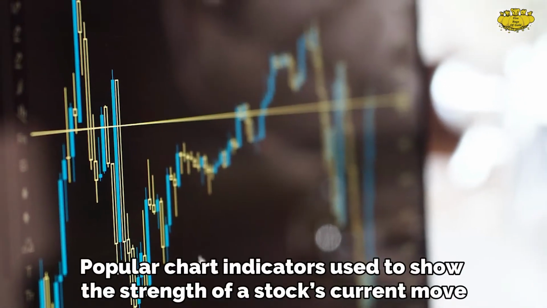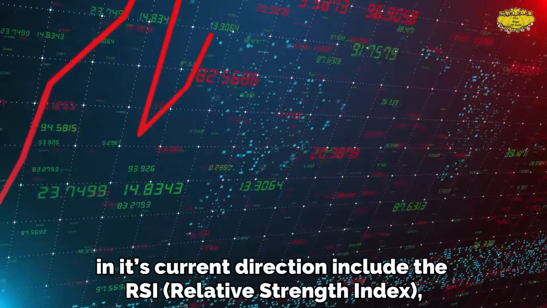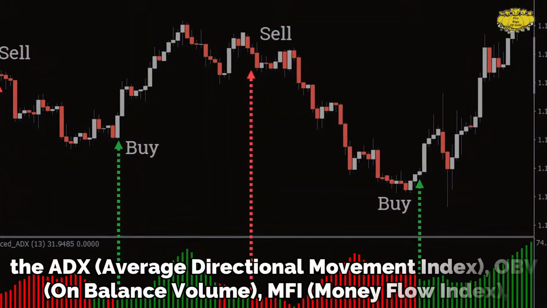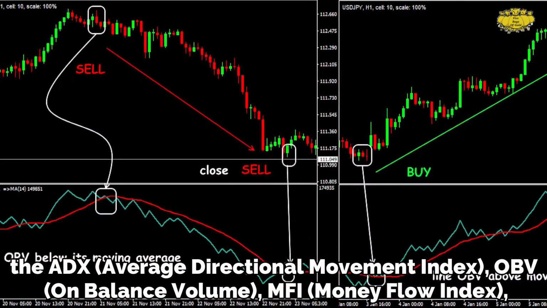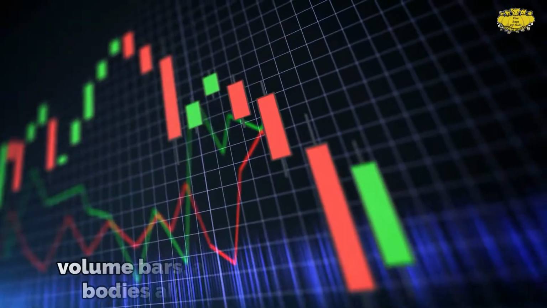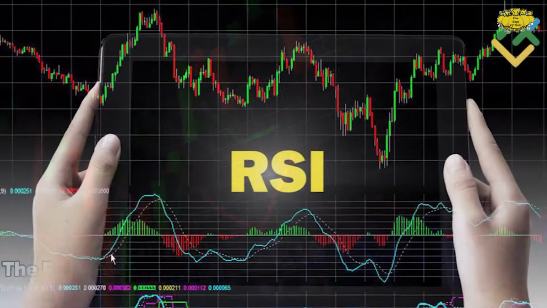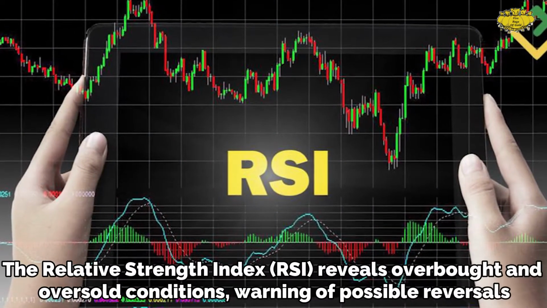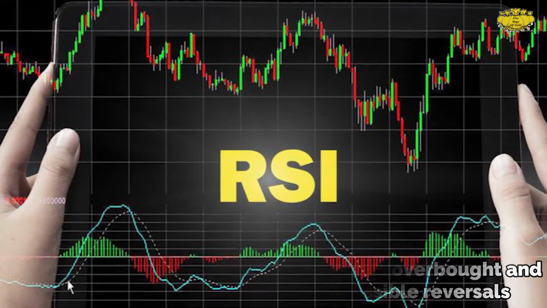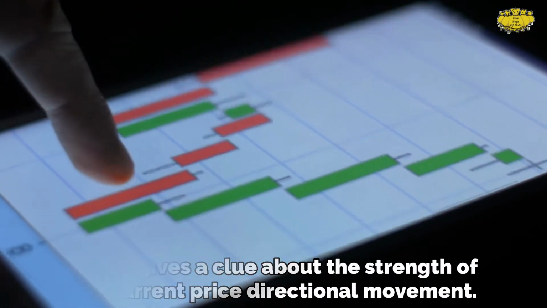Popular chart indicators used to show the strength of a stock's current move in its current direction include the RSI, Relative Strength Index, the ADX, Average Directional Movement Index, OBV, On Balance Volume, MFI, Money Flow Index, volume bars, and the length of candlestick bodies along with their wicks and tails. The Relative Strength Index, RSI, reveals overbought and oversold conditions, warning of possible reversals. It also gives a clue about the strength of the current price directional movement.